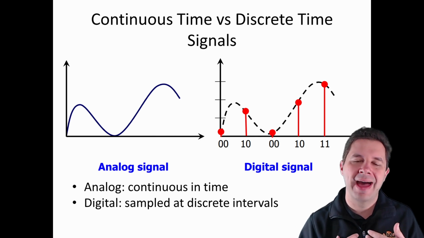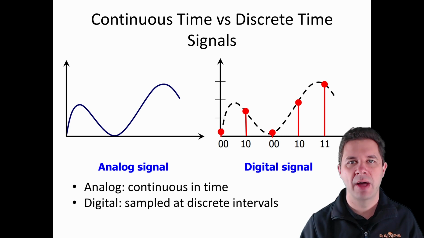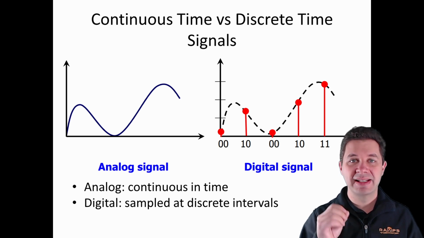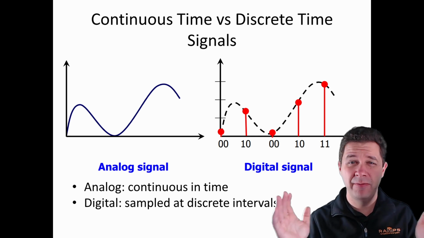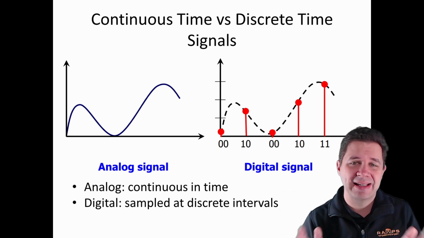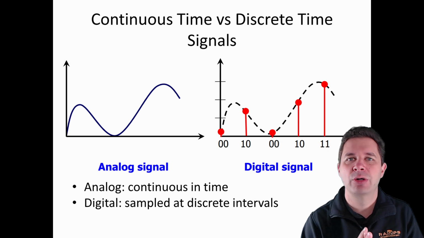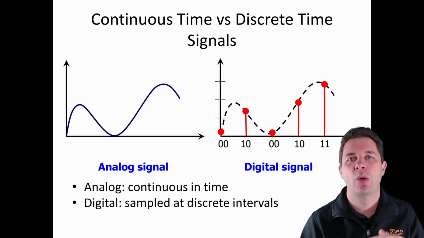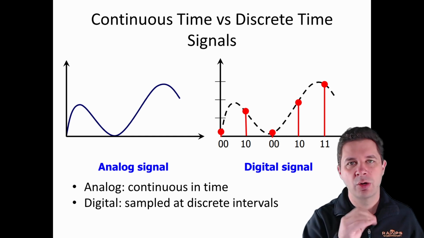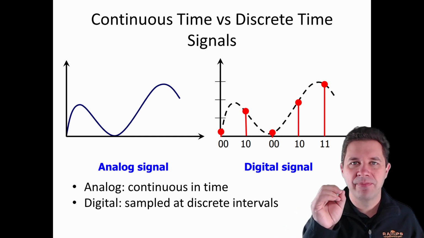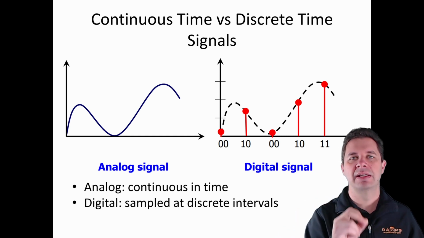Now, when we've got our digital systems, we've got discrete time signals, where we basically take samples at discrete moments in time. These might be very short. We might take a sample every 100 microseconds or something like that, or even faster than that. So they might be quite short, but they're still discrete. They're not continuous. And so we have samples taken at moments in time.